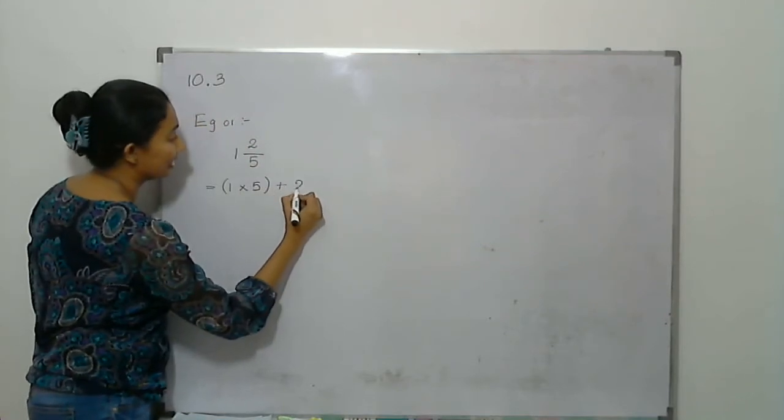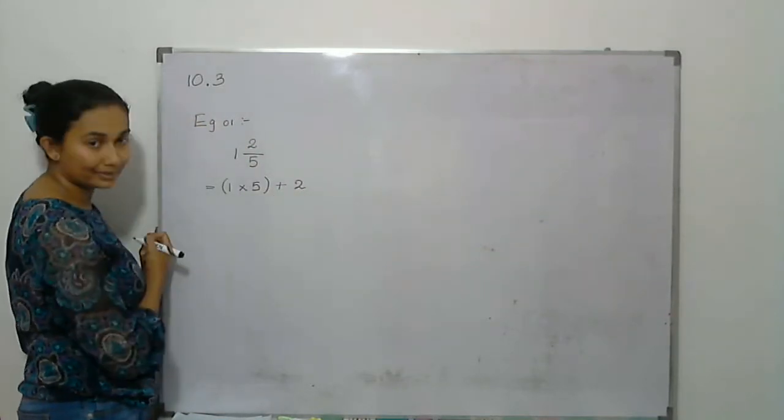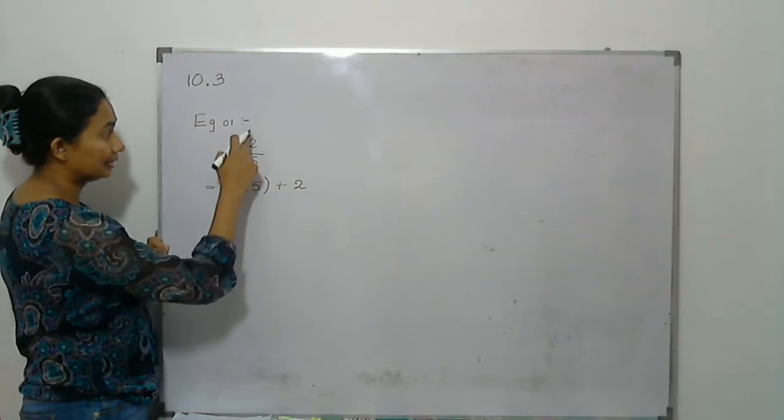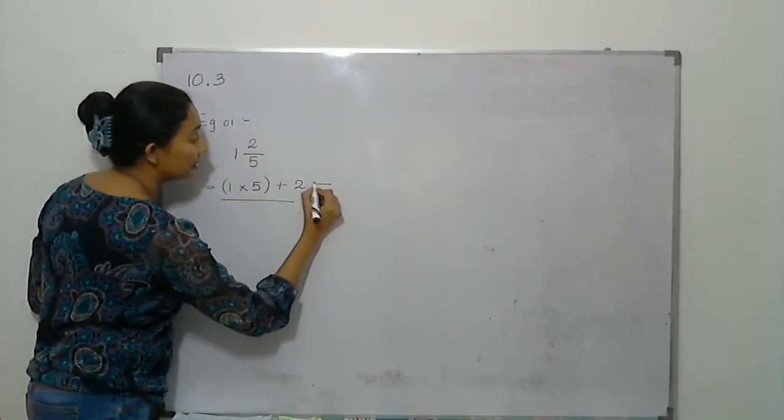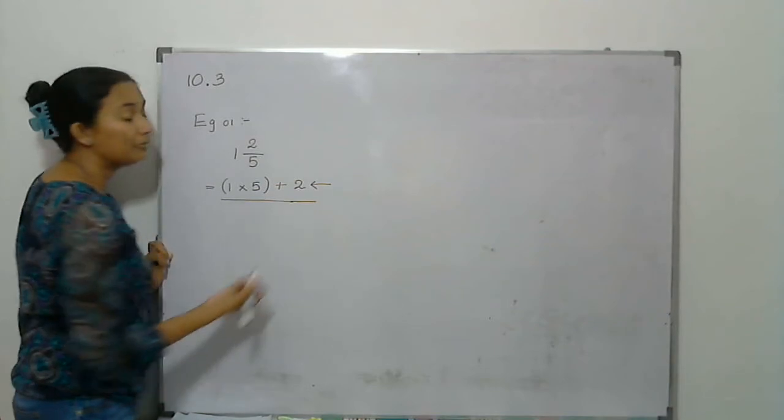This is the numerator. Okay? Here, this one. Then this will be the numerator of the improper fraction.